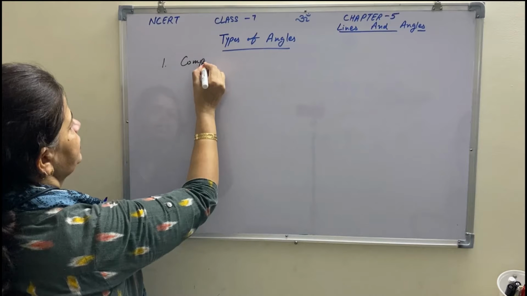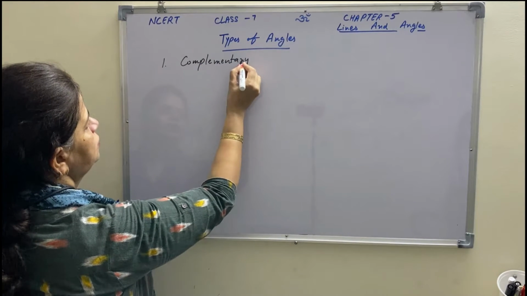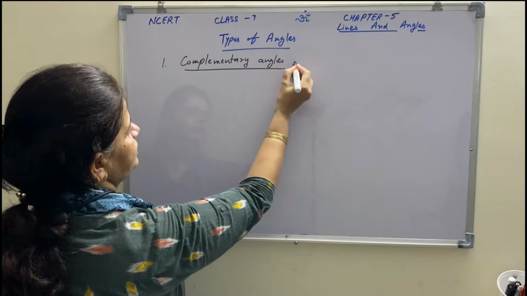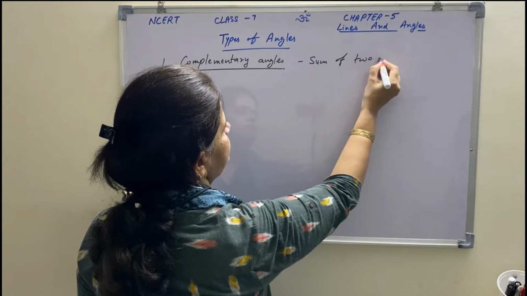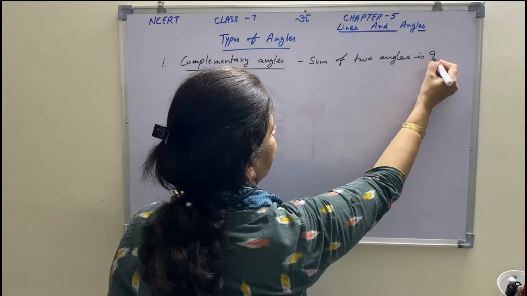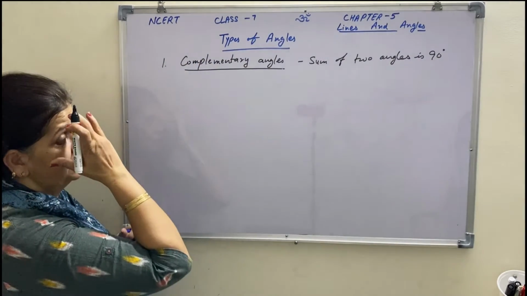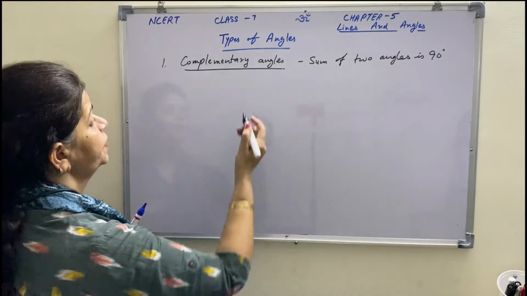Complementary angles means two angles which sum to 90 degrees. They are called complementary angles. That means the sum of two angles is 90 degrees. If the sum of two angles is 90 degrees, they are complementary angles, and each of the angles is called the complementary angle of the other angle.